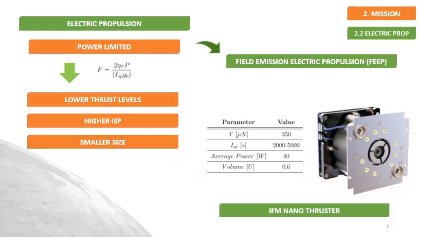The first option to be considered is the electric propulsion. Although it is not energy limited by the energy stored at the chemical bonds of the propellant, it is power limited. In the case of a nanosatellite, the power limitation is more restrictive than in other spacecraft, because the power available is lower than 100 watts. That leaves as the only technology available the field emission electric propulsion. For the simulations, it has been used a model, the IFM nanothruster, whose specifications are summarized in this table.